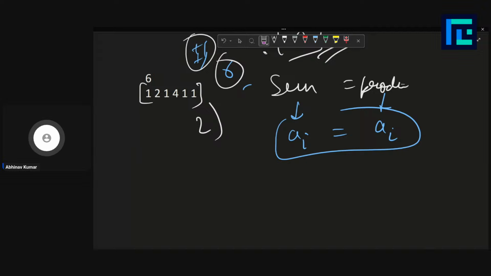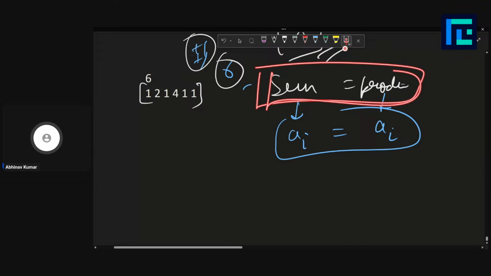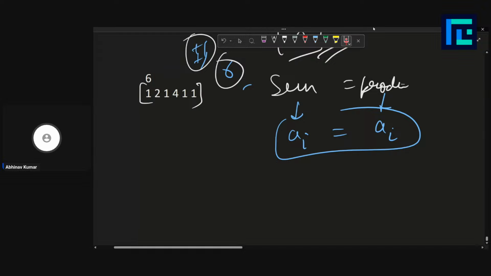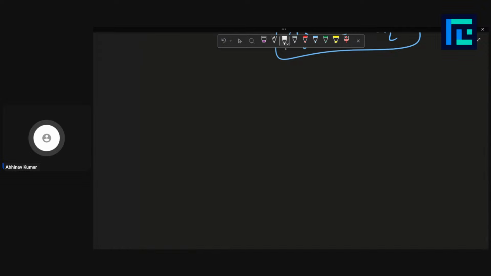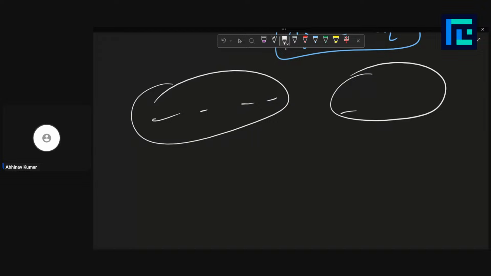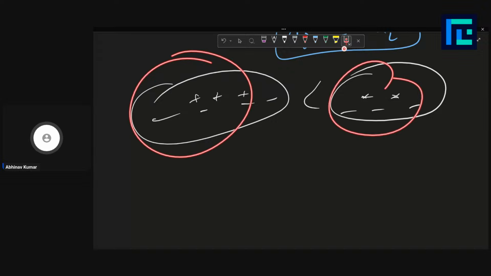So how can you do it in order of n? Let's try to think. When would it happen that sum would be equal to product? In general, if you have many numbers, all positive numbers, the sum in most cases would be less than their product. If you're multiplying some numbers, it would very fast become very large, and adding them would be small. Now, when can we generalize that the sum is less than or equal to product?